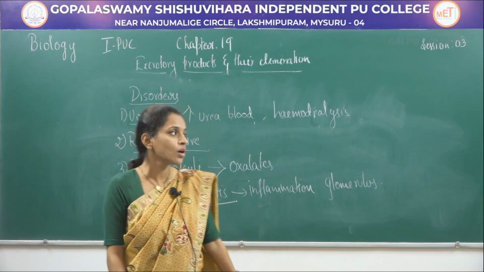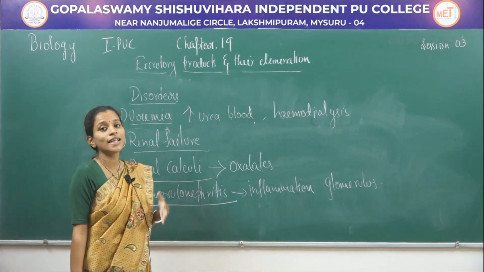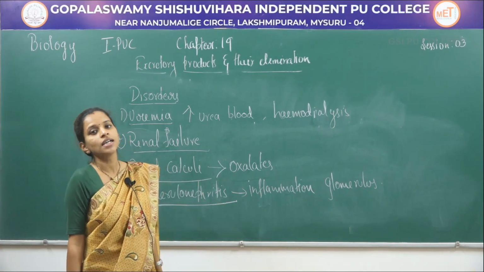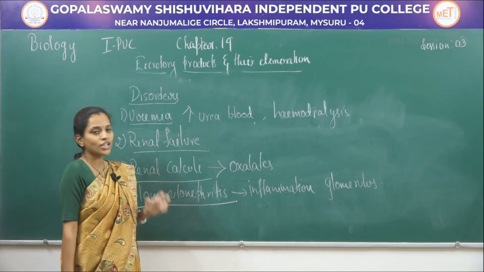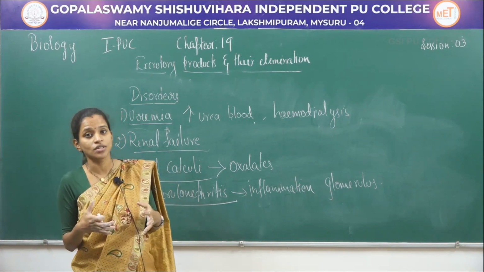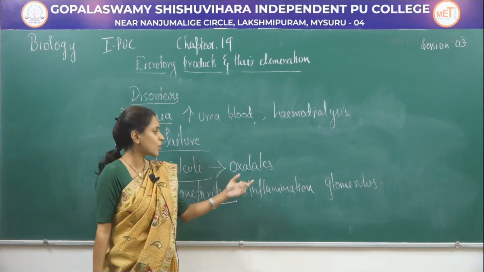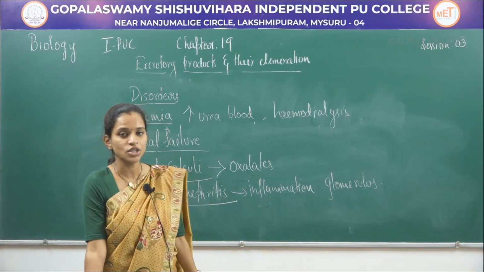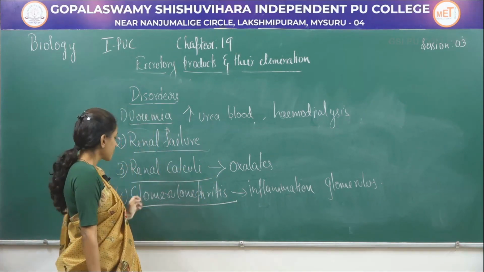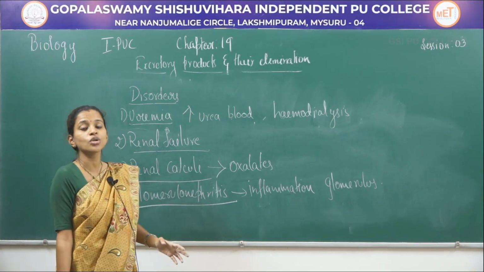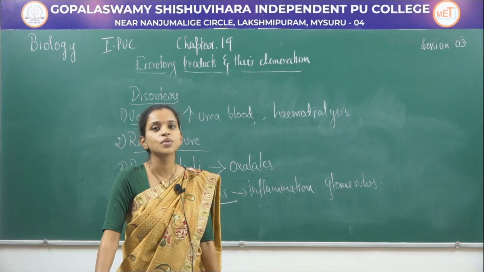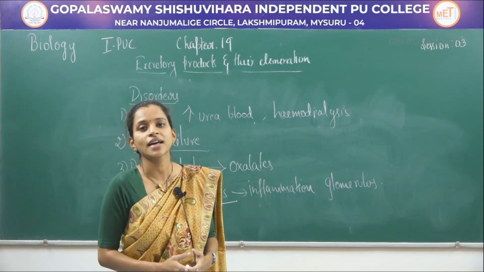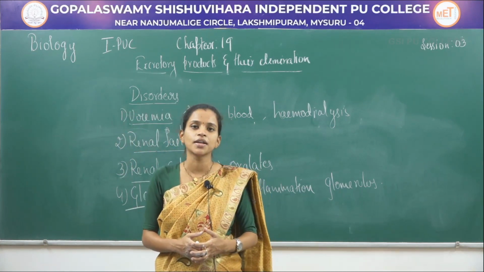Next is renal failure. Renal failure is easily observed during kidney transplantation, where the patient's body, due to its immune cells, will be rejecting the donor's kidney. Renal calculi is accumulation of excess salts in crystallized form, which we commonly call oxalates, which leads to formation of stones, commonly called kidney stones, interrupting the kidney functions. Last one is glomerulonephritis. It is caused due to inflammation in the glomerulus, which doesn't allow the ultrafiltration to take place properly. That is about the different types of disorders, and that's all in this particular chapter.